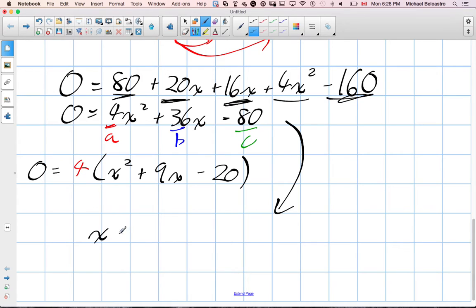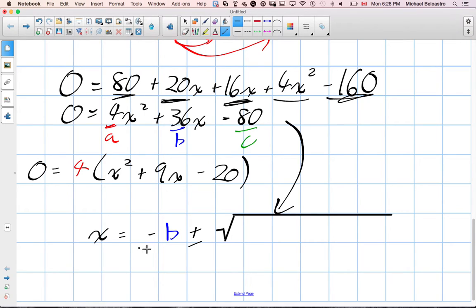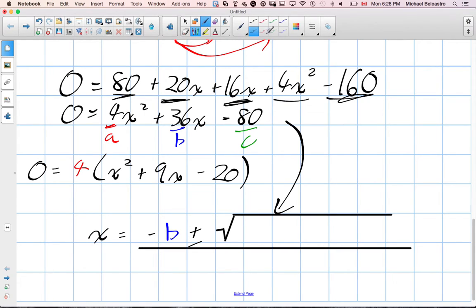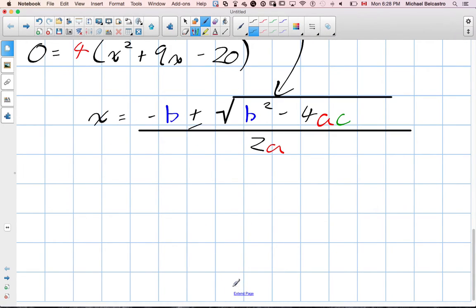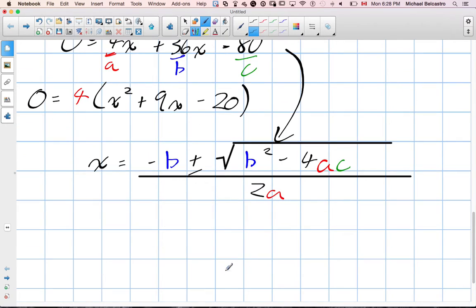So the quadratic formula is x is equal to negative b plus or minus the square root of b squared minus 4 times a times c, and all of that is divided by 2a. Okay? So as long as I know what my a, b, and c values are, this is really just following BEDMAS. We plug stuff in and find out where our x values are.